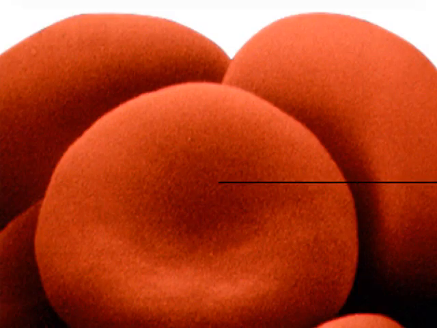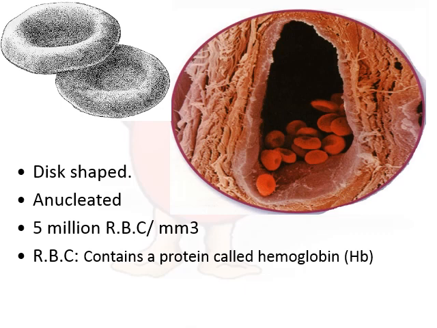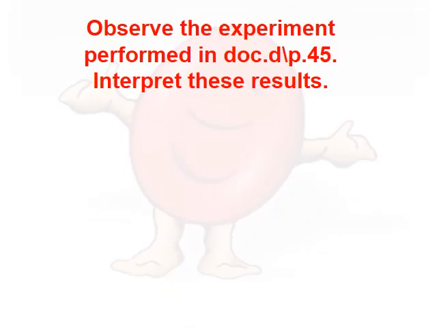So this is the shape of the red blood cells. Here are some properties: they are disc shaped and anucleated, so they don't have a nucleus. There are approximately 5 million red blood cells per cubic millimeter, and they contain a protein called hemoglobin, with the symbol Hb, capital H, small b. Finally, hemoglobin can bind either to O2 or to CO2 in reactions. We're going to talk about them in the coming slides.